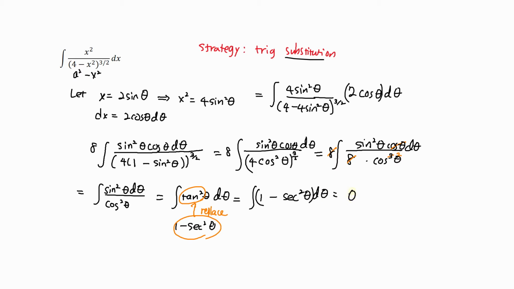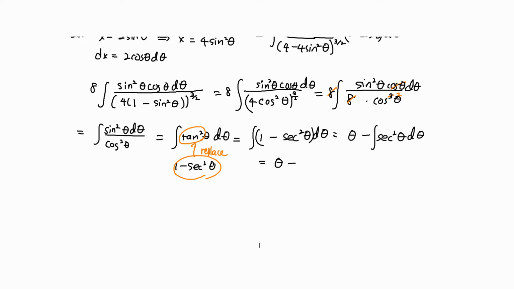So it's going to be theta minus the integral of secant squared theta d theta, and that's simply tangent theta. Maybe I should actually show you how this is done. I just noticed that it should be secant squared theta minus 1, and let me show you why. Okay, I'll show you instead of speaking like that.